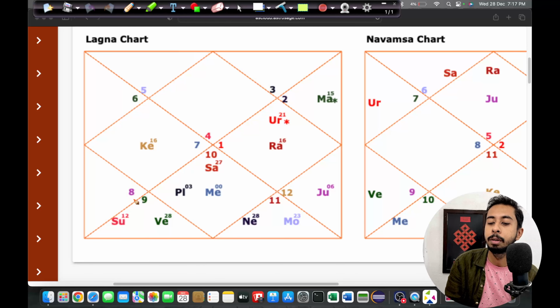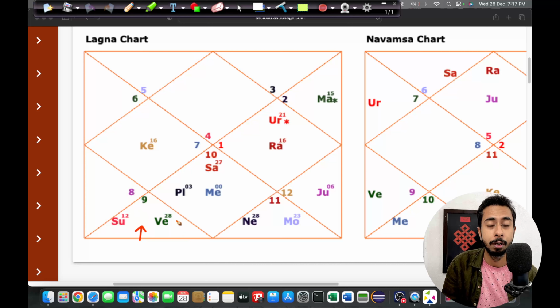Now you see, this is house number 6, right? Here we have 2 planets, Sun and Venus. What does it mean? First, you will see house number 6 deals with services, it deals with diseases, it deals with your recovery.